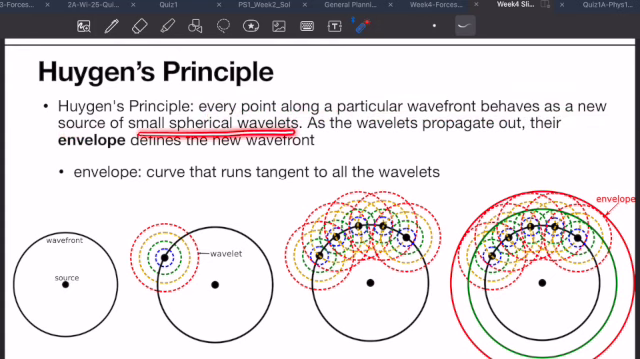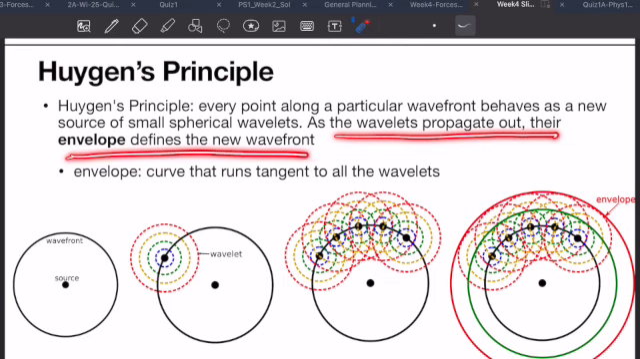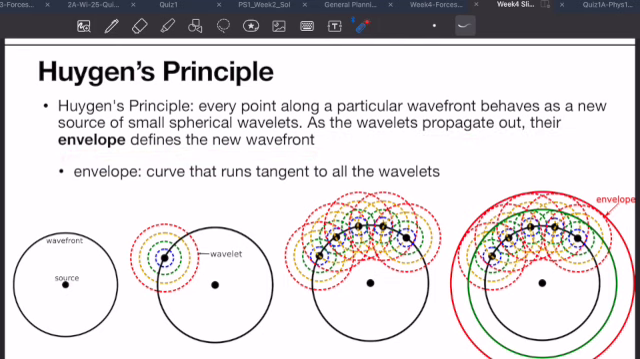So what Huygens principle says is that every point along a particular wavefront behaves as a new source of small spherical wavelets. As the wavelets propagate out, their envelope defines the new wavefront. So let's try to break down what this means.